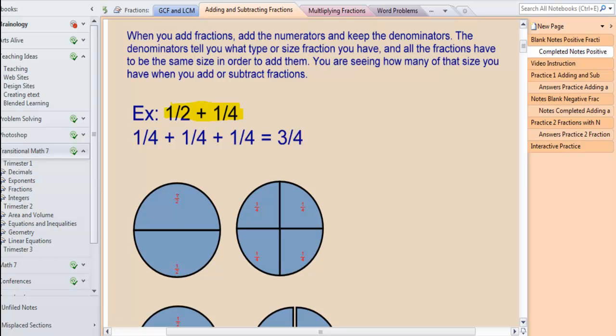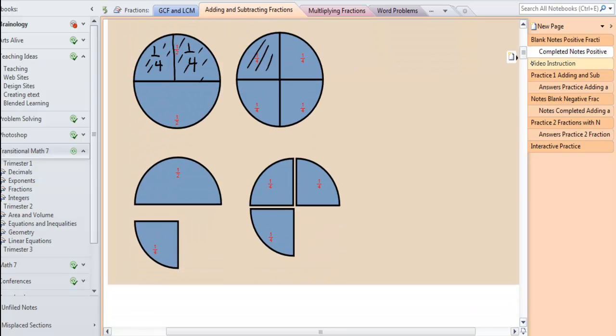Well, 1/2 is the same thing as 1/4 and another 1/4. We all know that, right? And we're adding that to a 1/4 piece. So really what we're adding together are 3 1/4 pieces. And you can see that in the next picture. We have a 1/2 piece, which is the same as 2 1/4 pieces, and a 1/4 piece, which gives us 3 1/4 pieces, which is the same thing as 3/4.